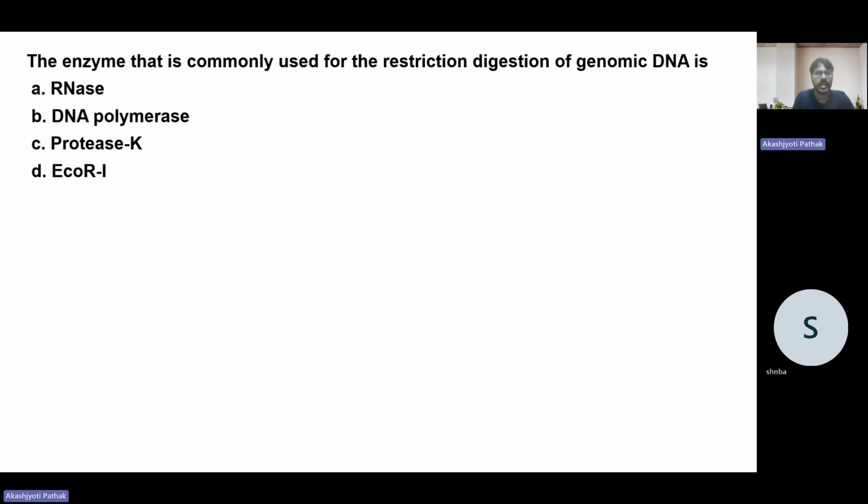Okay, so what are the enzymes? RNase will digest the RNA. Now, what you want is a restriction enzyme. So your options must have one of the restriction enzymes. DNA polymerase is used for DNA replication. Protease K is used for digestion of the protein complexes to which your DNA is bound. And so the only option is EcoR1. If your options have any one restriction enzyme, then that will be your answer.